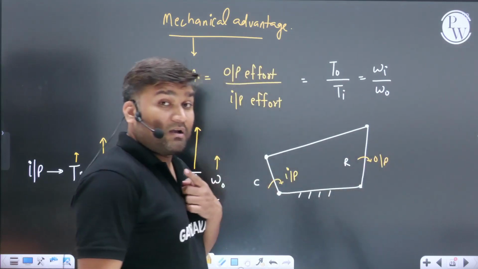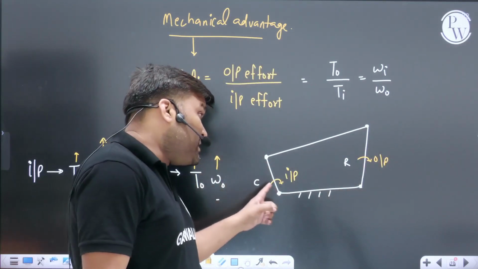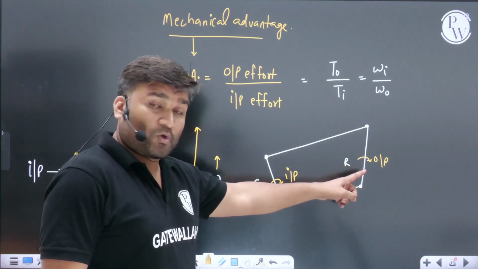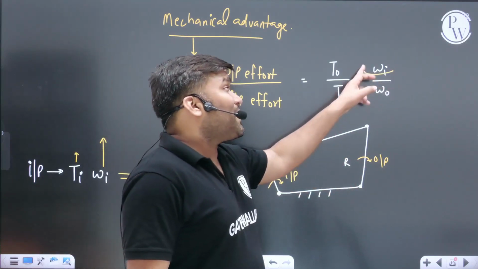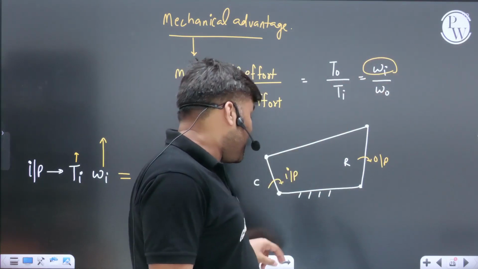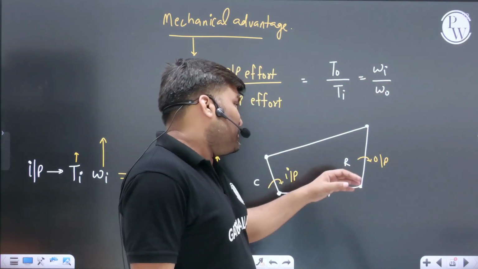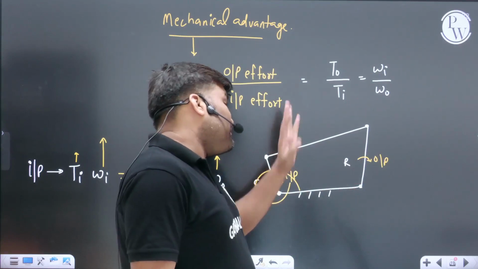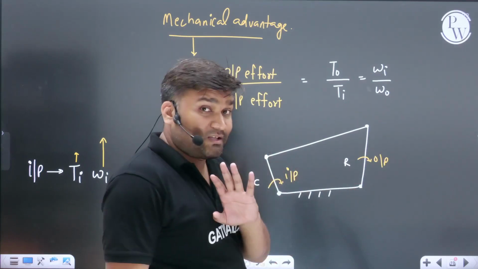It is very important for me to tell you कि which is my input link, which is my output link. क्योंकि input का omega divided by output का omega, this is going to give you the formula of mechanical advantage. If I say output I am collecting here, the formula will be reversed. Getting my point? Everything will change.